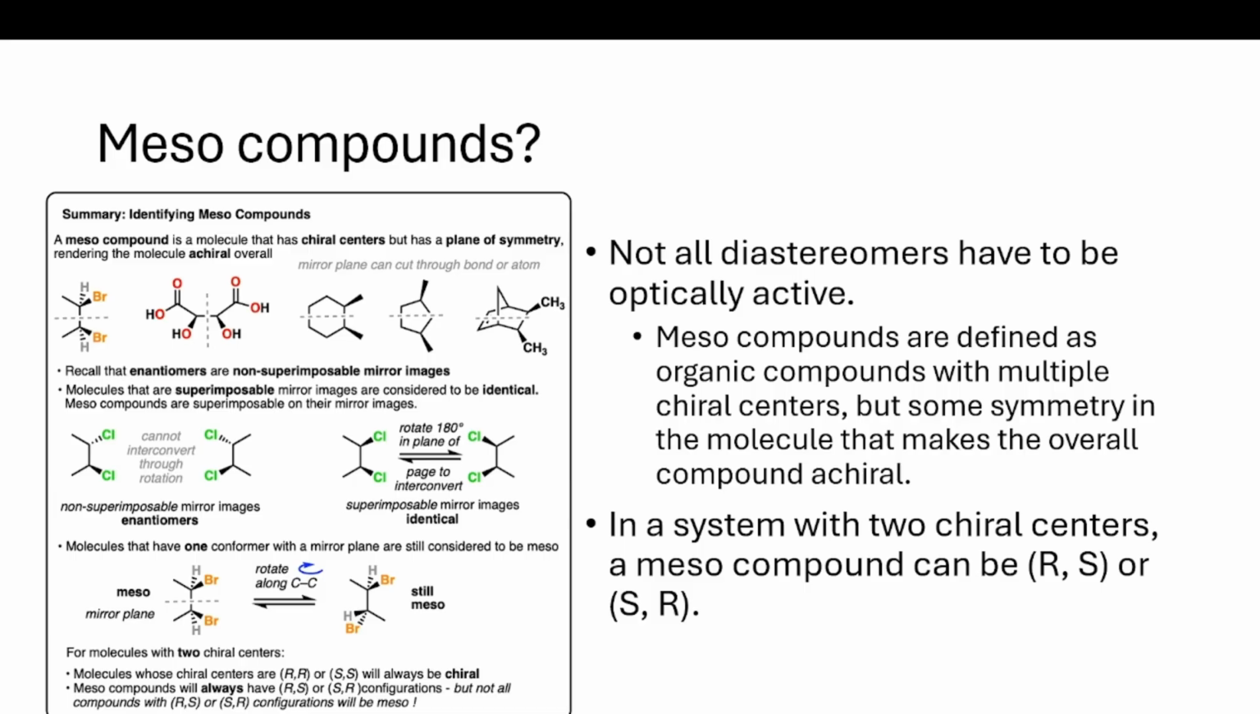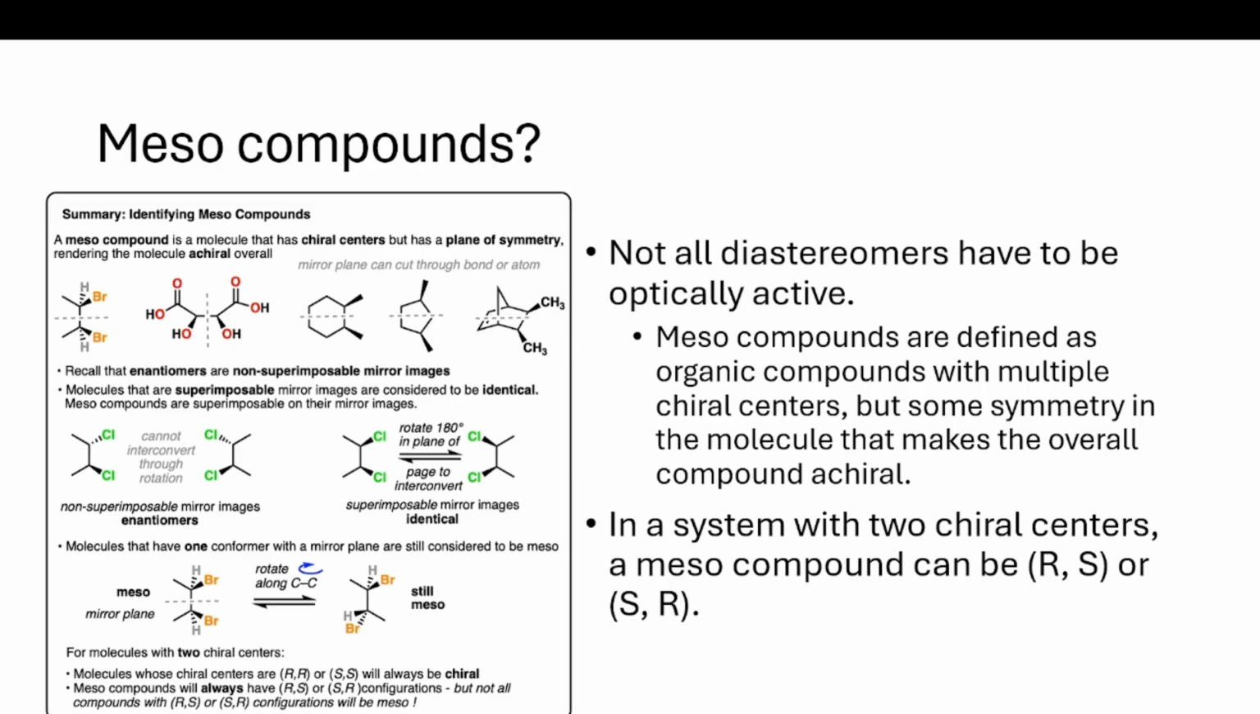Now, in addition to diastereomers, I also want to introduce a class of compounds known as meso compounds. I accidentally said it wrong there. But meso compounds are pretty much compounds that have multiple chiral centers, keyword multiple, but they also have some sort of symmetry in them that makes the overall compound achiral, and therefore they will not be optically active.